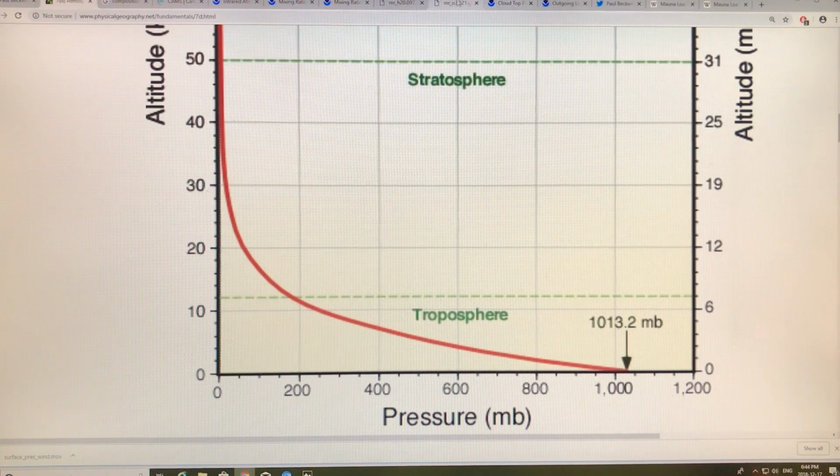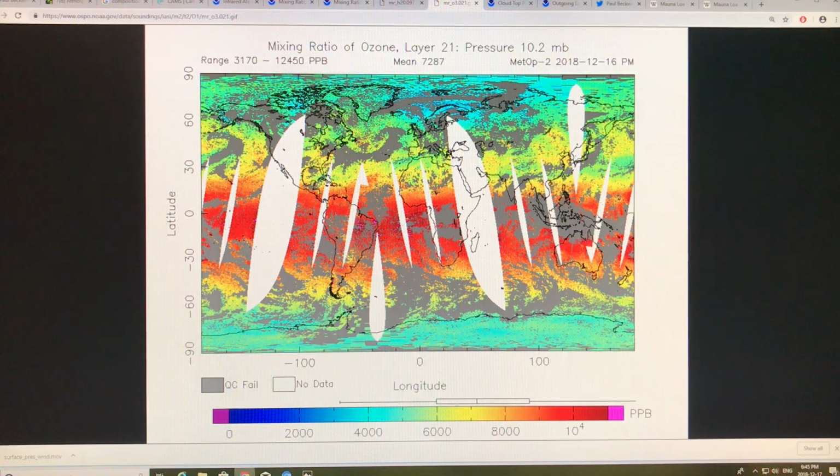And we can actually see that from our data. This is a range, 3,170 to 12,450 ppb, roughly 10 to the fourth ppb. The very hot, red levels here are straddling the equator and then dropping off as you get closer to the poles. So that's what we see with ozone.